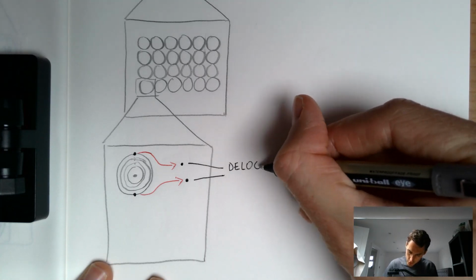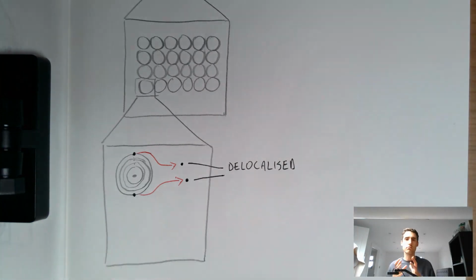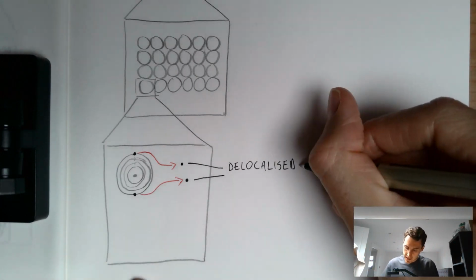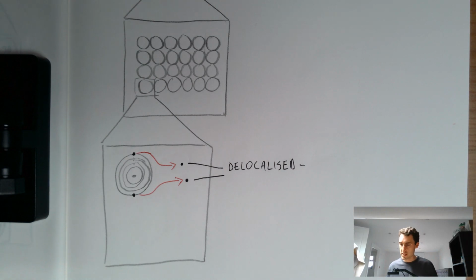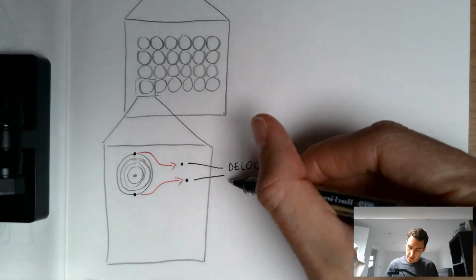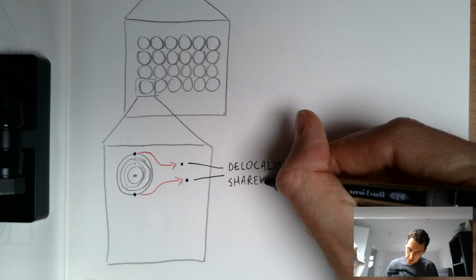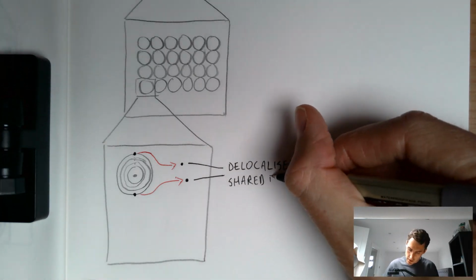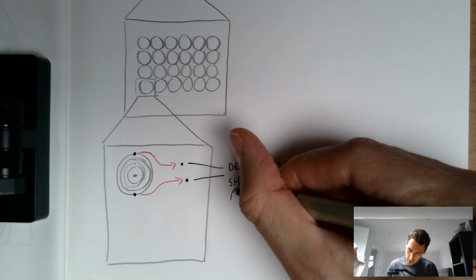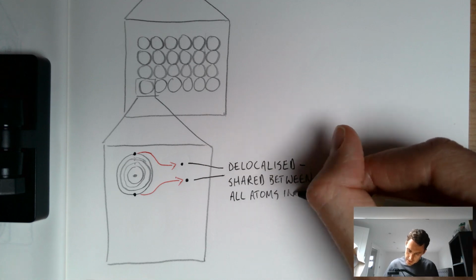And that's a really important word. And again, you can look at what that word means: they were in their local area, they're now not in their local area. And again, you may just wish to tell them, or you may wish to write this down. What delocalized means is that these electrons are shared between all of the atoms in the lattice. So I'm just going to add a note here to say shared between all atoms in lattice.